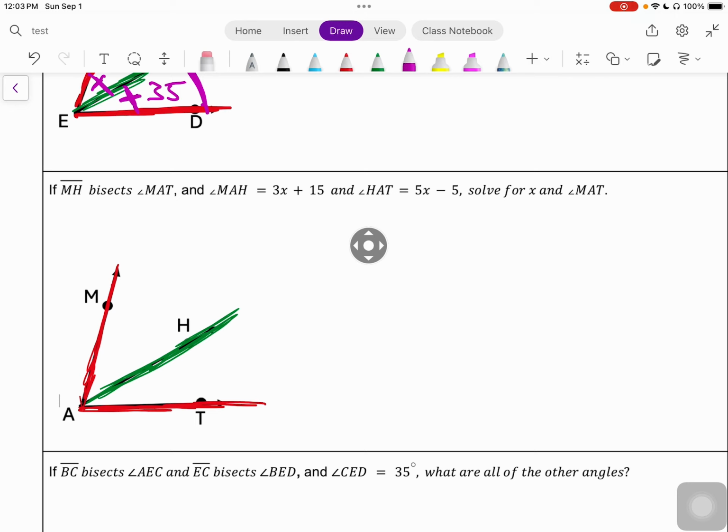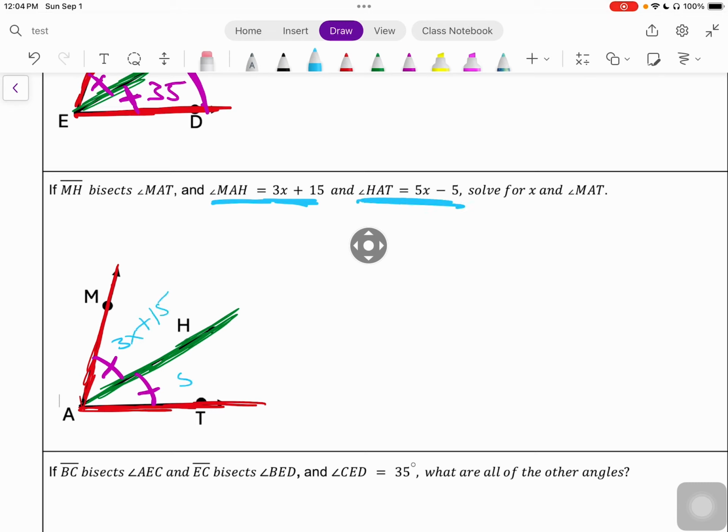So I know that these two are the same. Now I can read the rest and fill in what I need to fill in. So MAH is 3x plus 15. That would be this small part here. And then HAT is 5x minus 5.